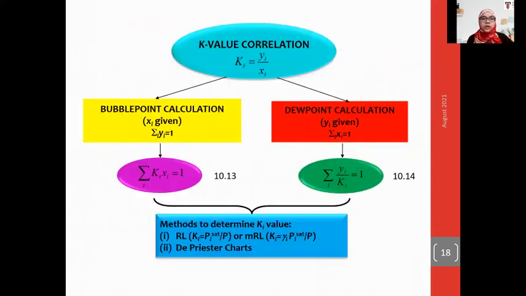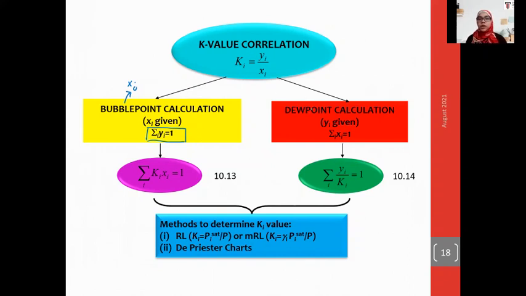Okay, let's take a look. These are the summary. We have the K value correlation, with Ki equal to the composition in the vapor phase over the composition in the liquid phase. For the bubble point calculation, that means the x is given, so we need to determine the composition in the vapor phase. The rule is that the summation of the components in the vapor phase should be equal to 1.